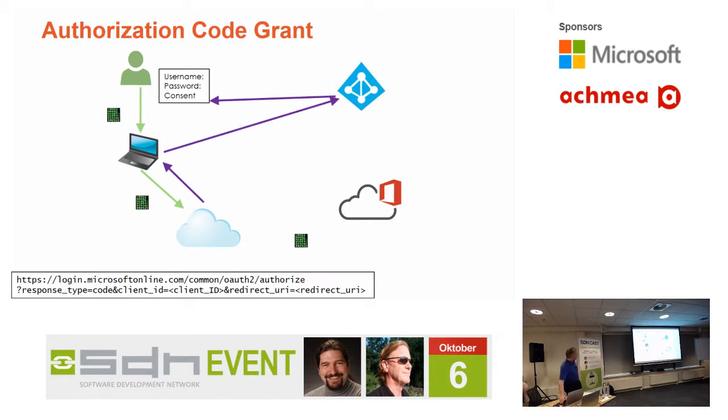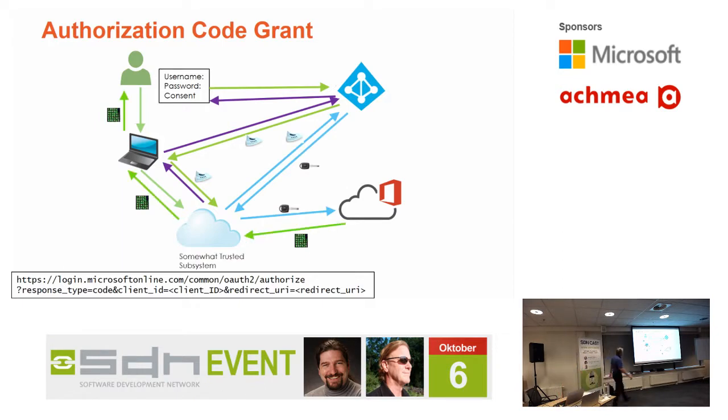where we go to the authorization endpoint and it gives us back this authorization code, which is very short-lived and just gives us temporary access, and we pass that down to what I've labeled the somewhat trusted subsystem. So this might be some web application, and once it's got the authorization code, it can go back to the server and get the access token, which it uses to access the resource.